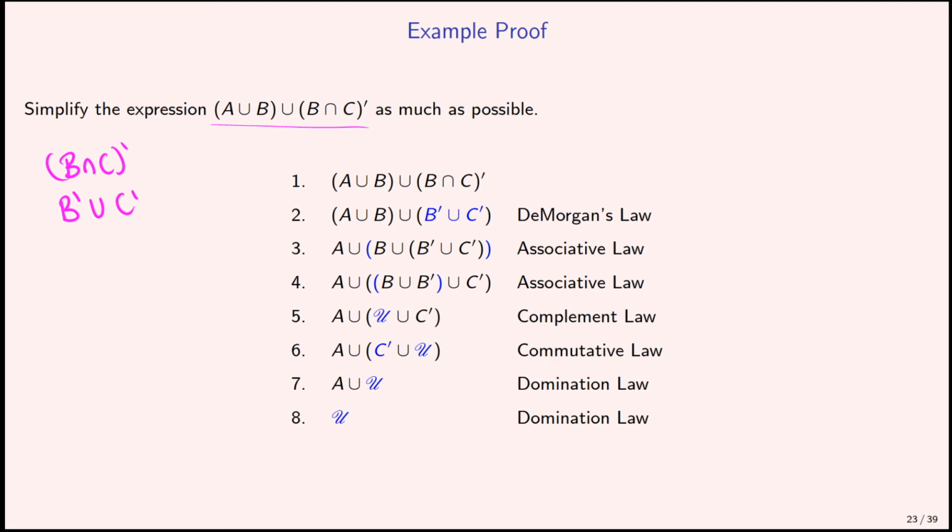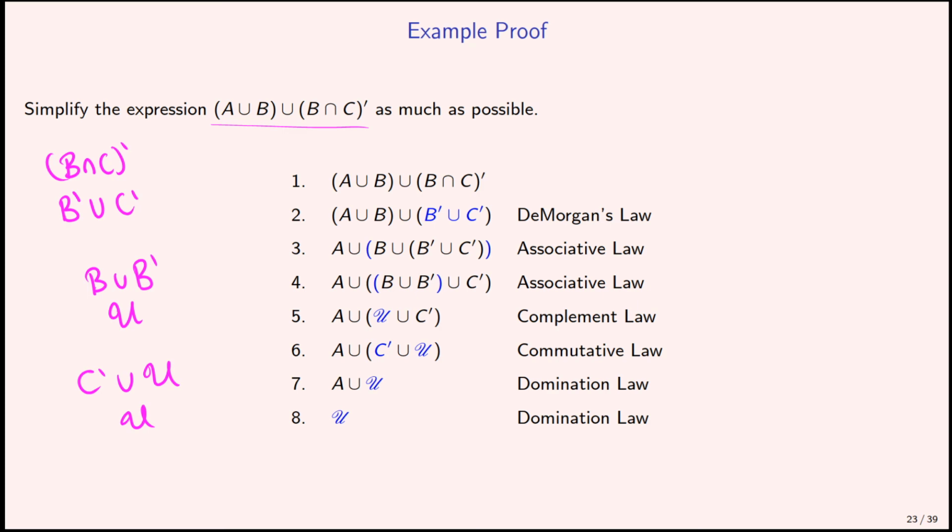In 4, I have B union B complement. Now, this is everything in B or everything in B complement. Well, this is just the same thing as the universe. So I can use the complement law to simplify B union B complement down to the universe. In 6, I have C complement union the universe. So this is saying I want everything in C complement or everything in the universe. Well, everything's in the universe, so I can simplify this down to the universe as well using the domination law.